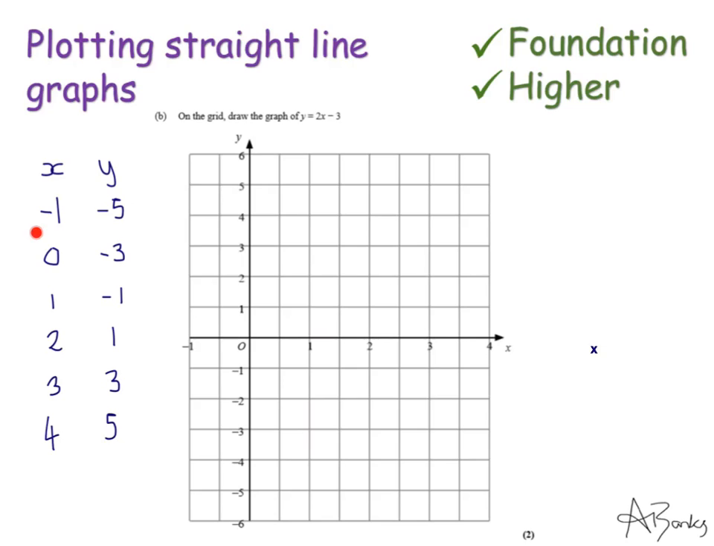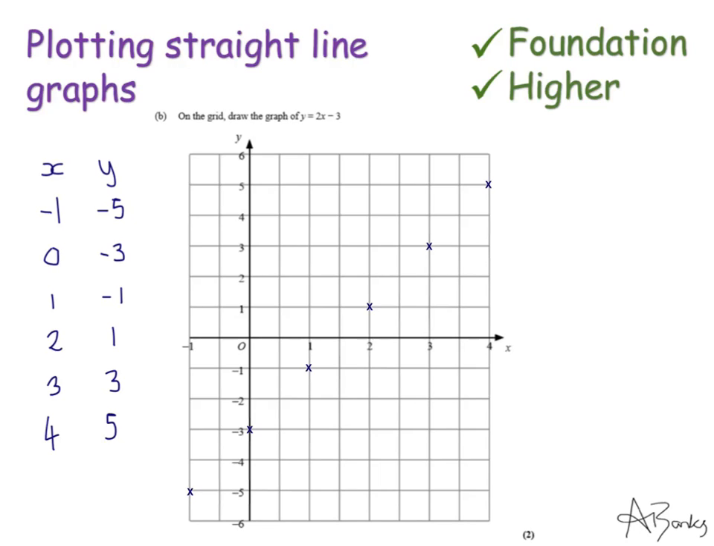So I've got when x is minus 1, y is minus 5. So that on my grid is going to be minus 1, minus 5, which is there. Then I've got when x is 0, y is minus 3, which is there. When x is 1, y is minus 1, so that's there. When x is 2, y is 1. When x is 3, y is 3. And when x is 4, y is 5. So I'm going to plot all those points on now.